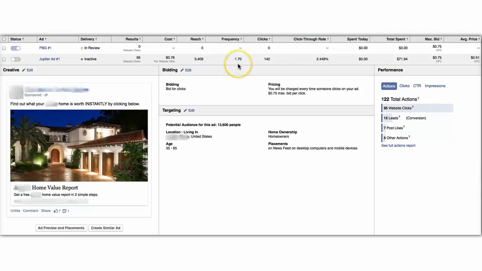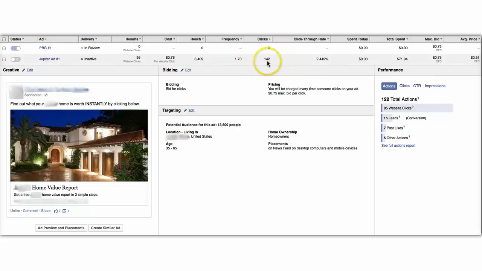Then we look at the frequency. How frequently are people seeing it? Are people seeing it 1.7 times on average? Are they seeing it 3.5 times on average? If your frequency is getting up to the 3 and 4 area, then people are seeing that ad way too much and they're becoming immune to it. Once you've seen it once or twice, then you're probably not going to click on it the third time. Third time is not the charm in this case.